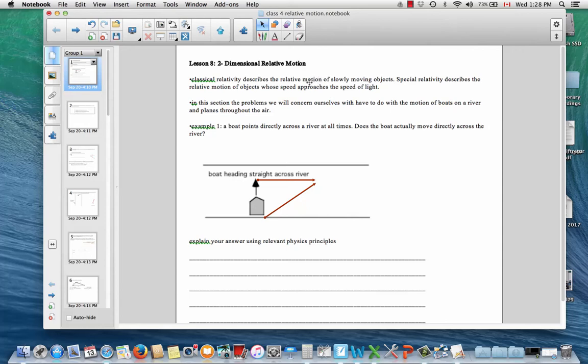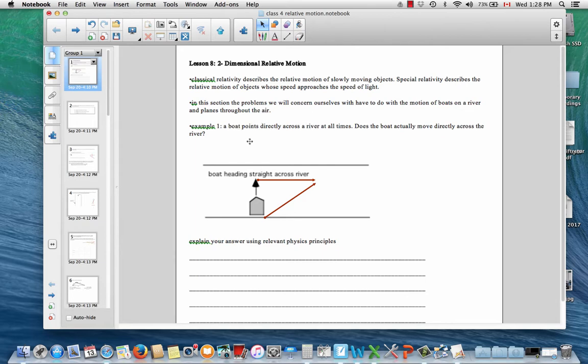So last class we developed the techniques for vector physics, dealing with motion in two dimensions. Today we're going to apply that to a problem, the problem of two-dimensional relative motion. So classical relativity, we're dealing with the relative motion of slowly moving objects. As you may know, as you get close to light speed, classical relativity does not work and we need special relativity.